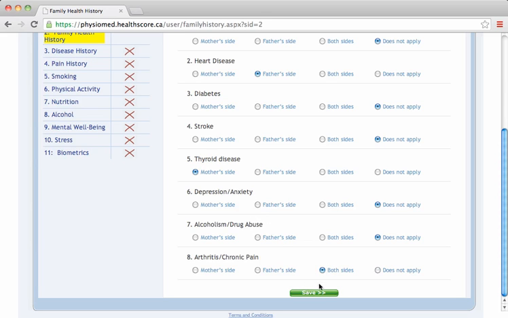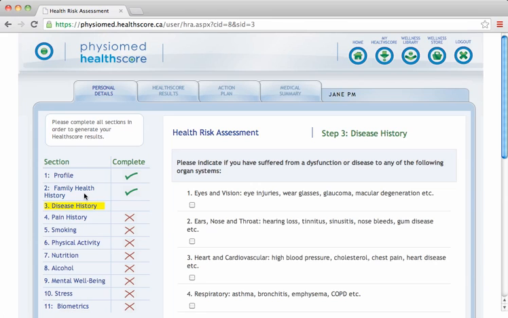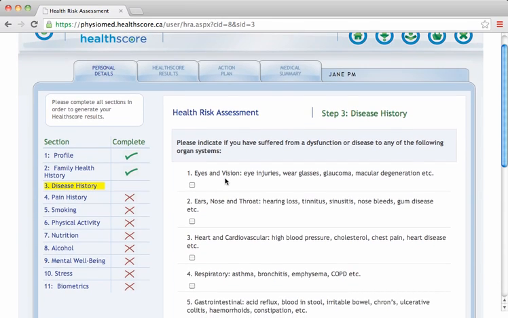Okay. We're going to hit save, and we're going to move on. And we can see the profile family health history has been completed. We move on to disease history.